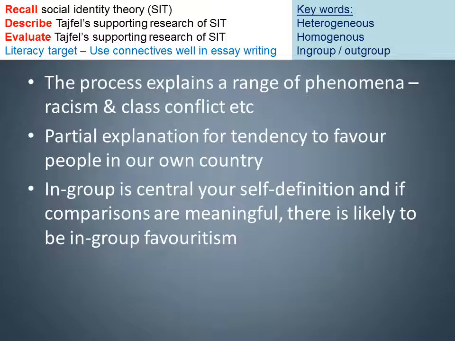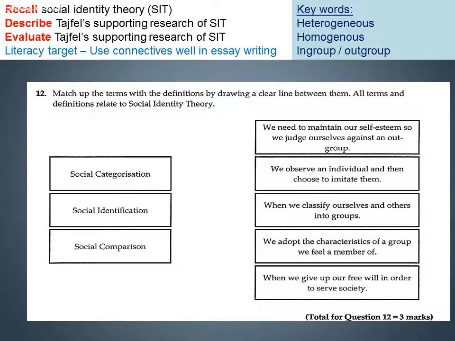Social identity theory is actually great in terms of explaining a range of phenomena such as racism or class conflict, but it's only a partial explanation for our tendency to favour people within our own country. It suggests that the in-group is central to your self-categorisation, your self-worth, and how you see yourself in terms of the comparisons to the other group.